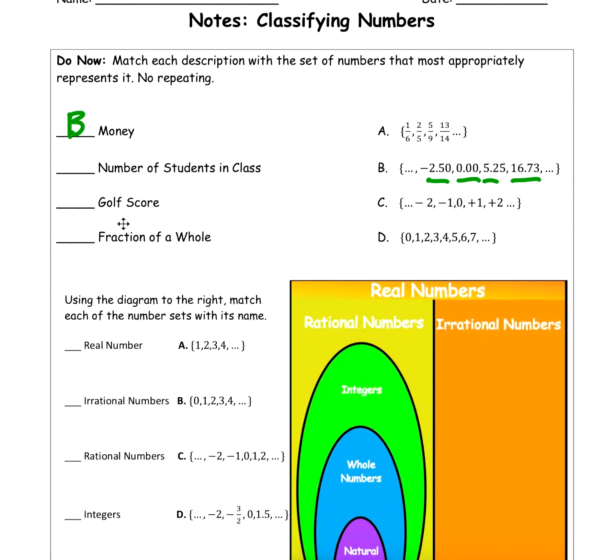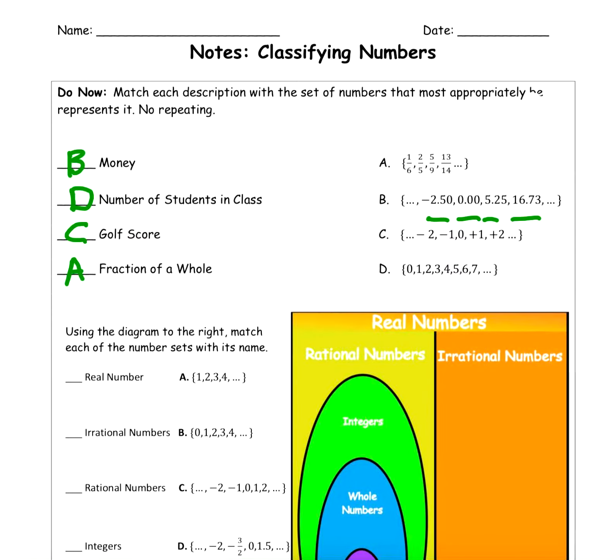Number of students in a class. Well, we can't have a fraction of a student, and we can't have negative students, so that would be D. Golf score. Think of golf. Birdie's a -1, bogey's a +1, so that would be choice C. And fraction of a whole. Look at A. Those are all fractions of a whole. So A would be fraction of a whole.